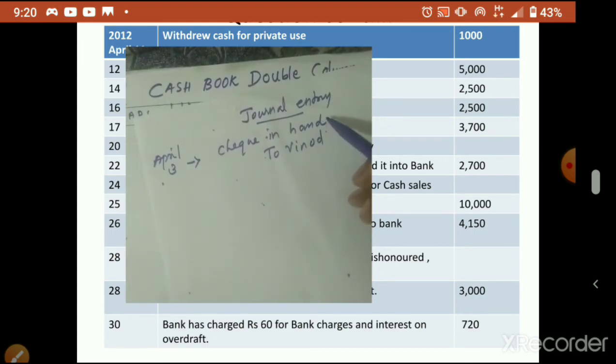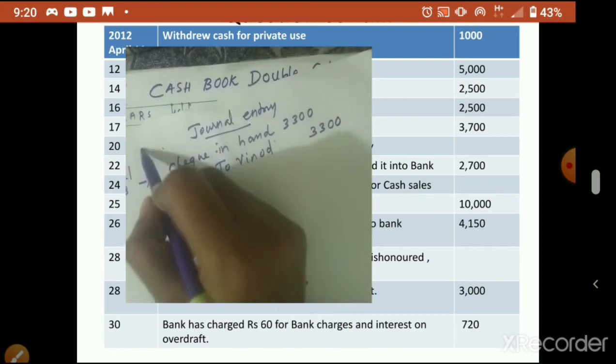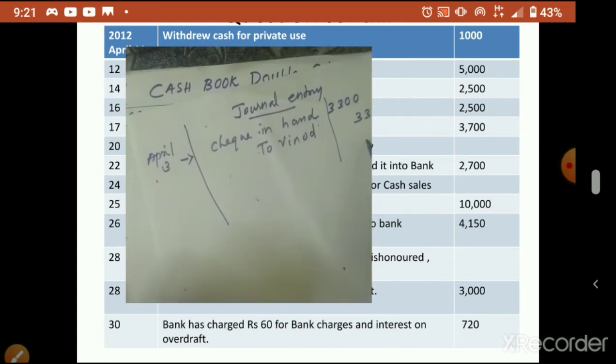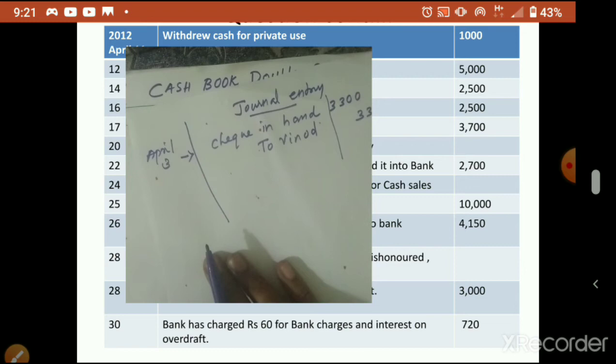How much? 3,300. This is the journal format. Okay, you make it in the format: date, particulars, amount. I am writing roughly, but you make it in proper format. Okay, so now next day, 5th, what happened?